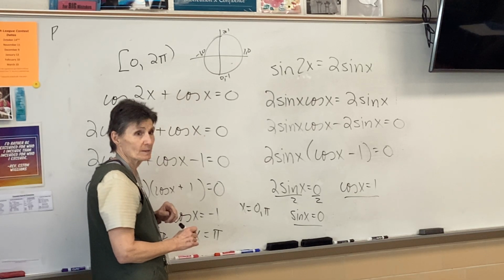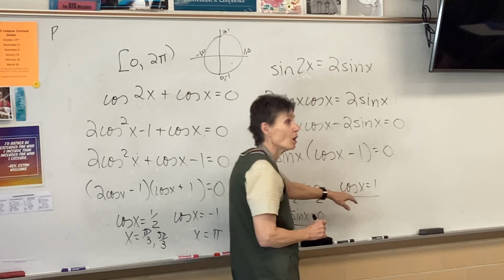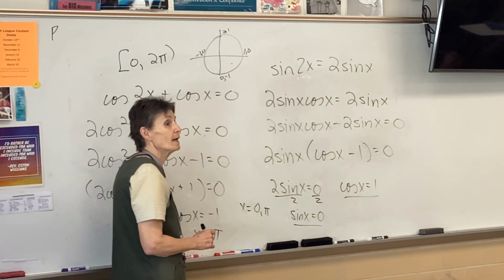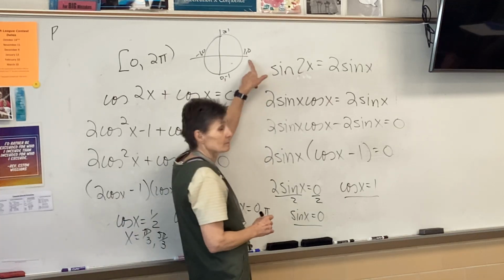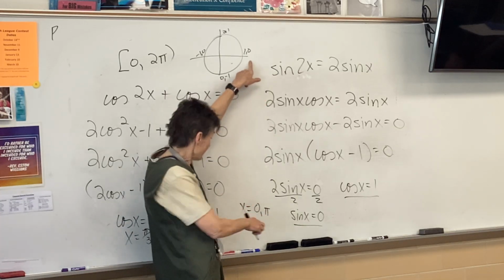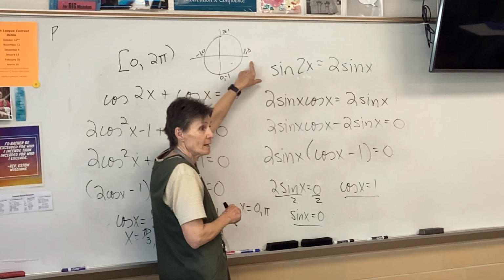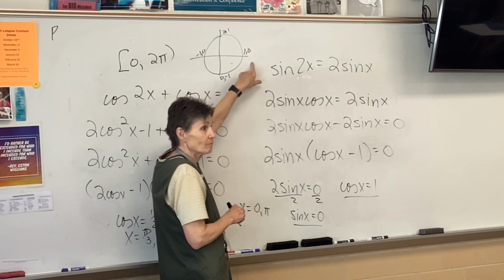That okay? And then where is the cosine 1? At 0, right there. So I don't even need to write it down because I already wrote down that answer. So this one is just 0 and pi for our answers.